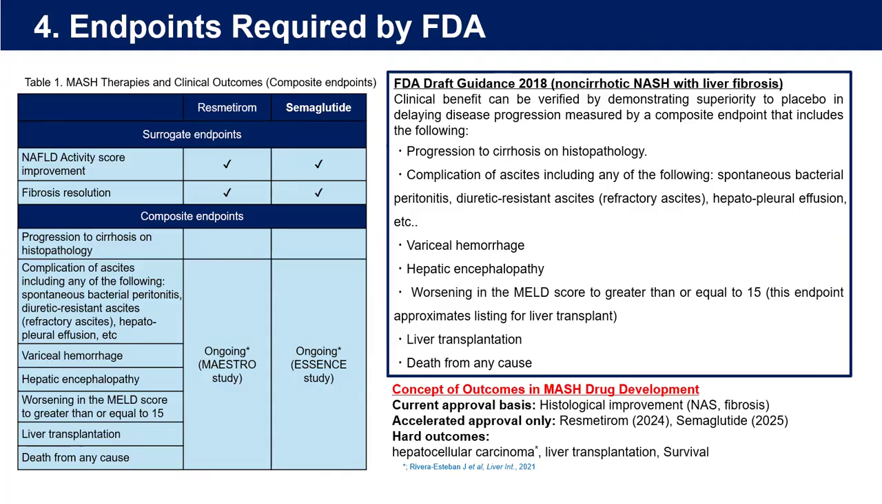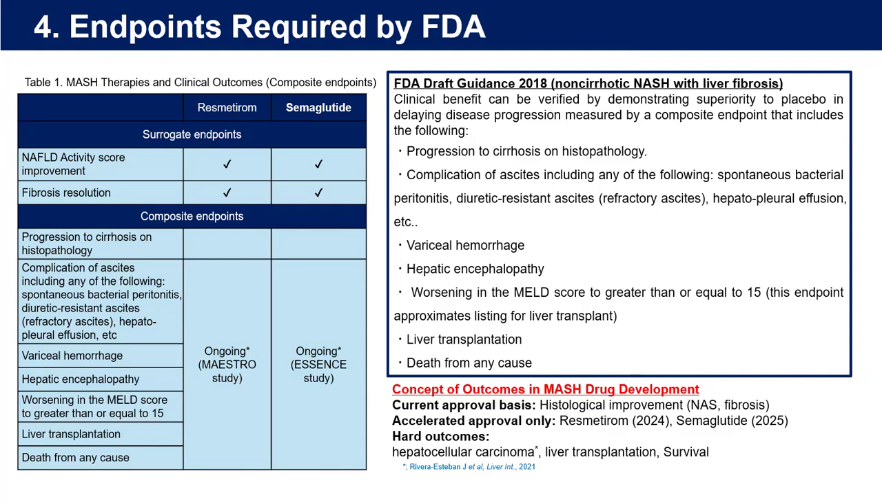Next, I will explain the endpoints required by the FDA. Please look at the left side. This shows the evaluation criteria used in the clinical trials for the two drugs approved to this date, resmetirom and semaglutide. The basis for the current approval is a surrogate endpoint. Specifically, improvements in NAFLD activity score and fibrosis were evaluated. Approval was granted based on the confirmation of these improvements. However, this is strictly an accelerated approval.